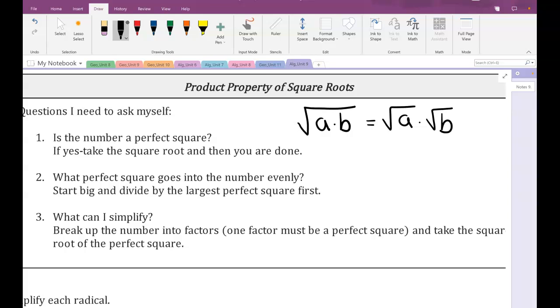Question number 2. If it is not a perfect square, you're going to see what is the largest perfect square that goes into it evenly, or divides it evenly. And then from there, you're going to simplify. You're going to write your answer as the square root of your perfect square, so you get a whole number, and then you'll have a square root along with it. I'll go through the examples, and then the steps will start to make more sense.